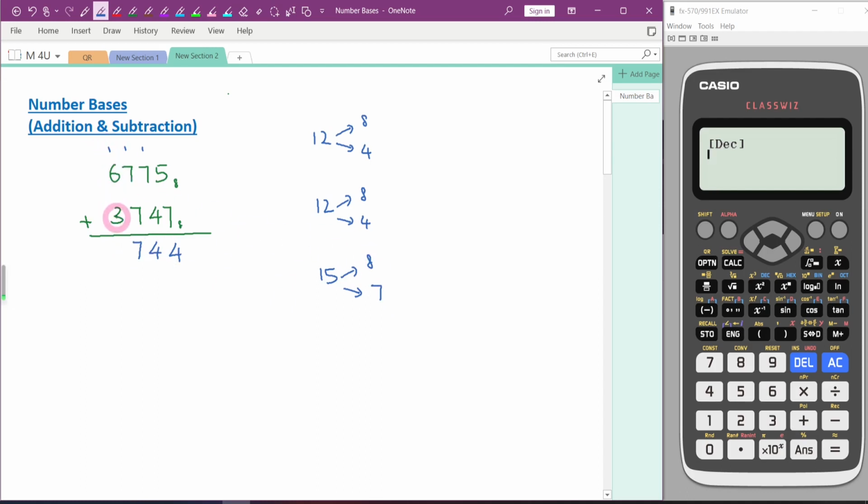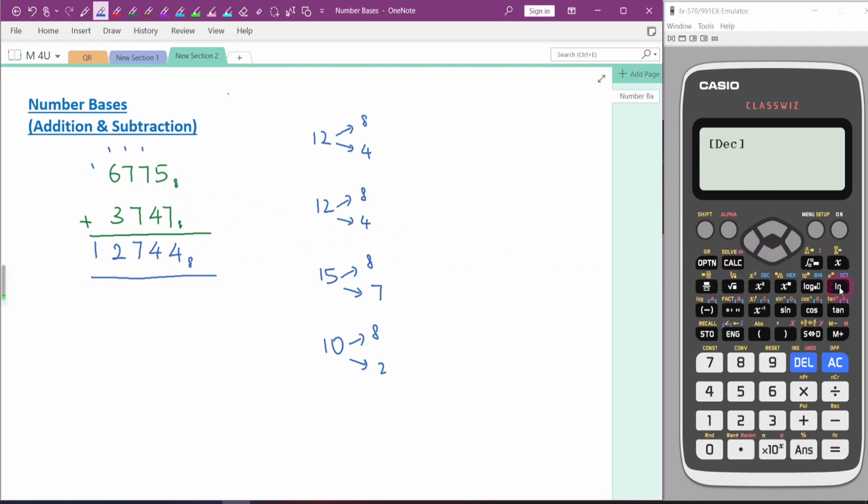So 6 plus 3 is equal to 9. 9 plus 1 is equal to 10. So 10 is equal to 8 plus 2. We write 2 over here, add 1 in front of it, which is equal to 12744.